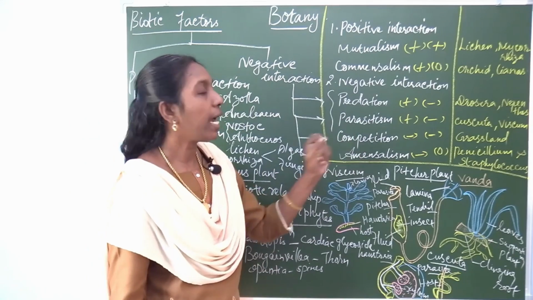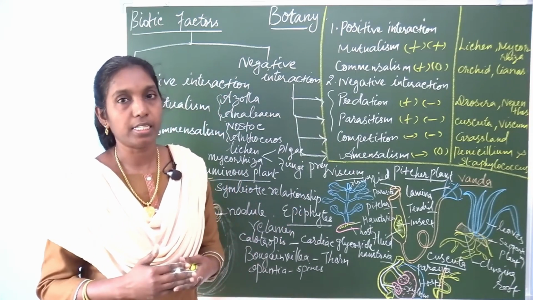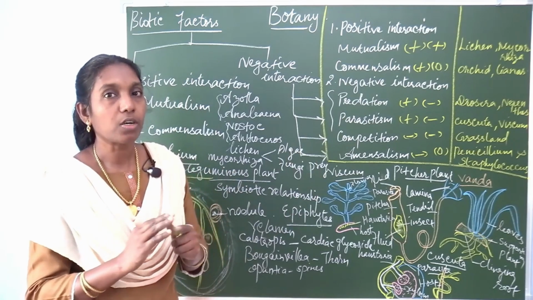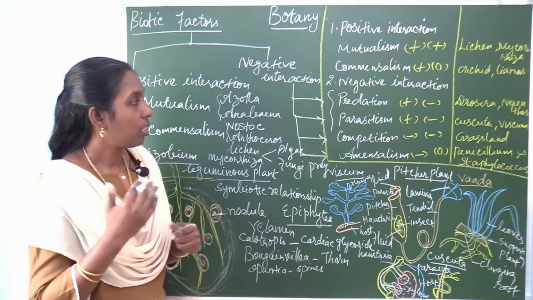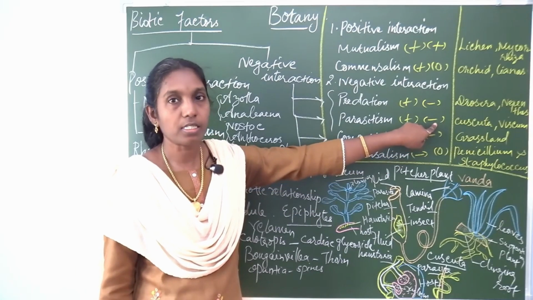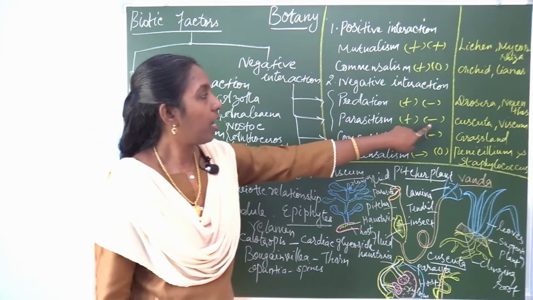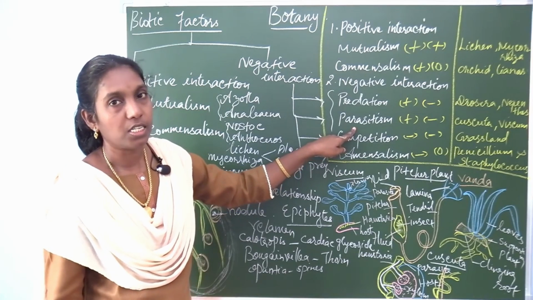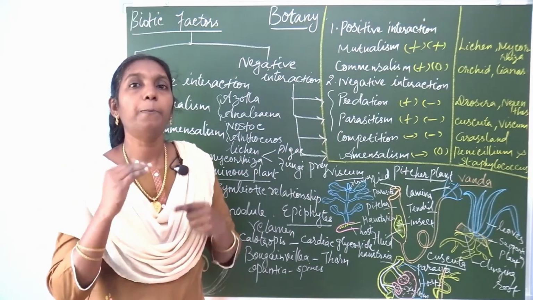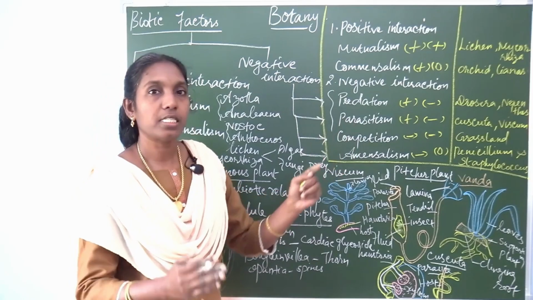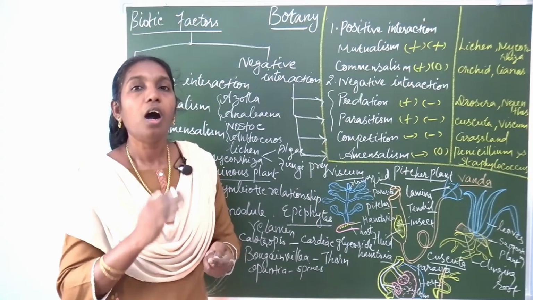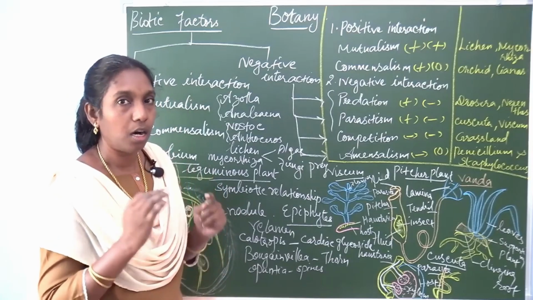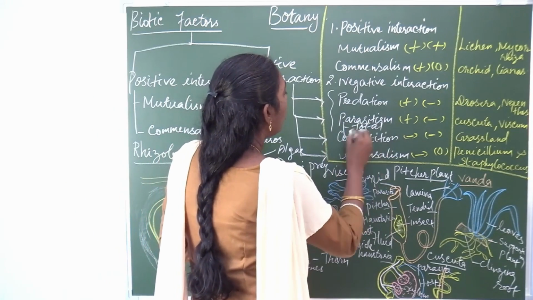Then another example is parasitism. You know that there are a number of parasites, the parasitic organisms. These parasites are classified into two different types. In parasitism, one is benefited, another one is harmed. The parasitic organism either completely depends upon the host or partially depends upon the host. So there are two different types: holoparasitism and hemiparasitism, or total parasitism and partial parasitism.